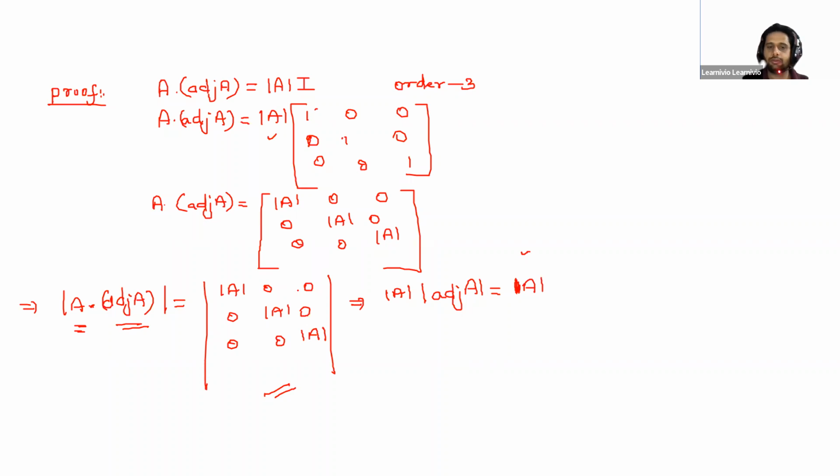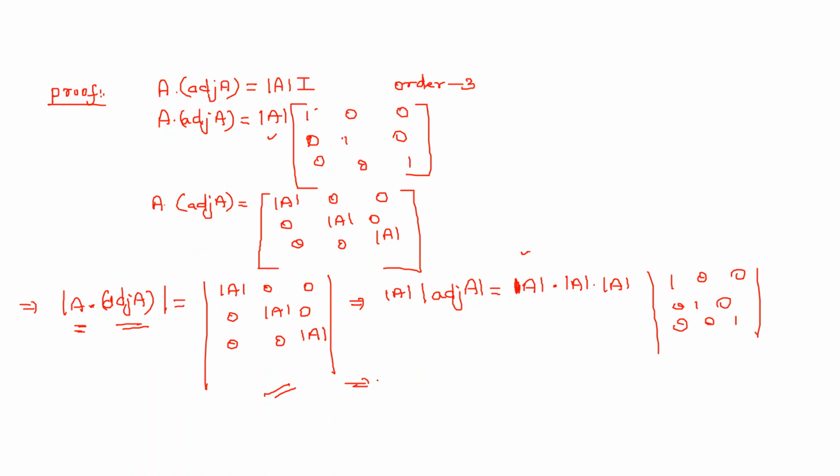Determinant A, very good. From the next row, what can we take common? Determinant A, very good. So determinant A we have already taken, again we are taking this. From the last row, what can we take common? Again, determinant of A. Okay, so what's the remaining value? 1, 0, 0, 0, 1, 0, and 0, 0, 1.